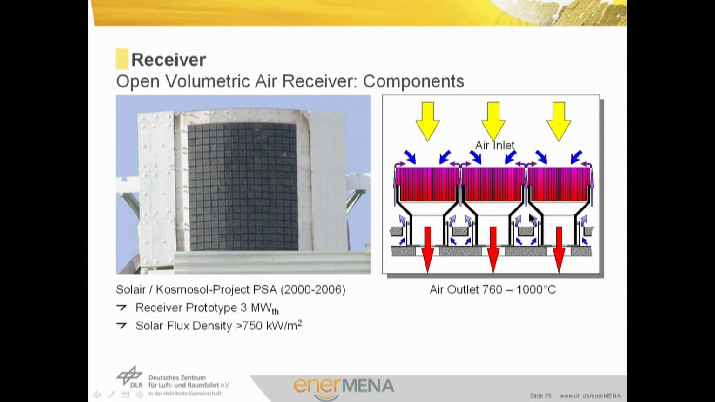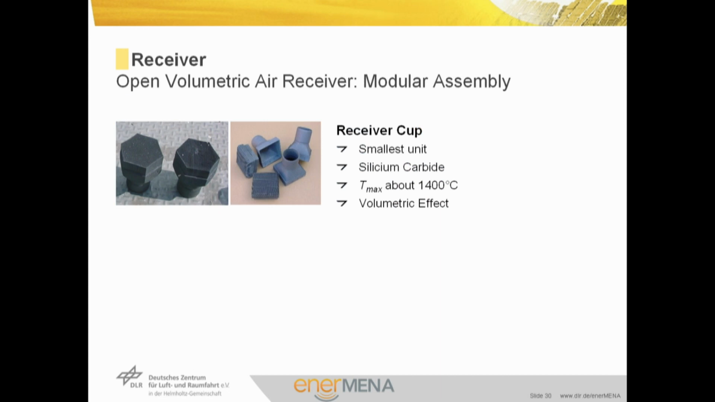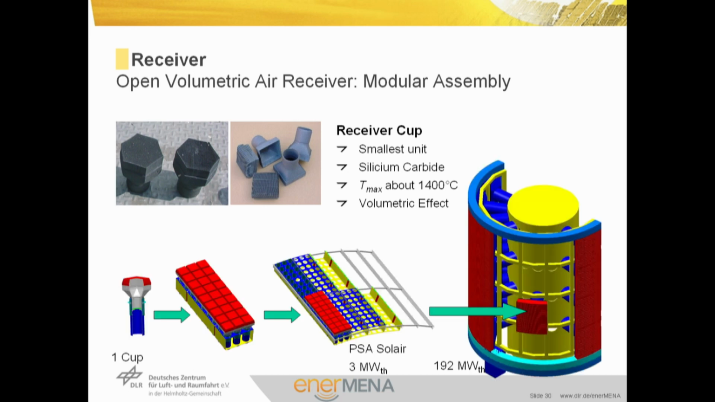These individual cups: the receiver is composed of several of these cups. So the receiver cup is the smallest unit. In this project, it is silicium carbide, which withstands temperatures of about 1400 degrees Celsius. And they have the volumetric effect I told before.